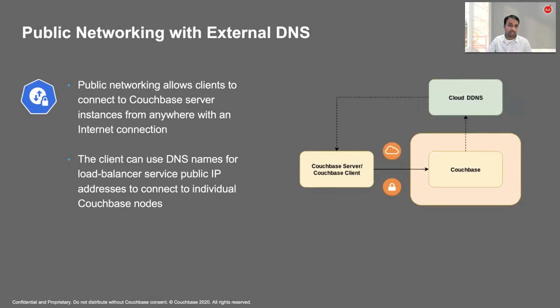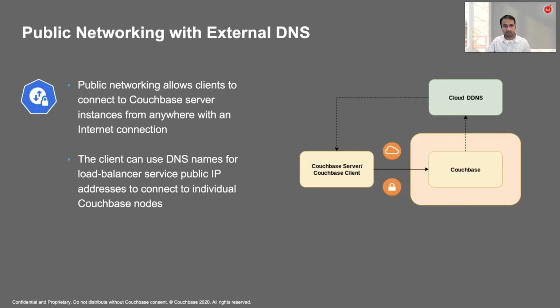And the next option is public networking with external DNS, and this is our topic for today. Public networking allows clients to connect to Couchbase server instances from anywhere with an internet connection. External DNS is a service that can be run in a Kubernetes namespace. It allows services to advertise load balancer service public IP addresses with public dynamic DNS services.